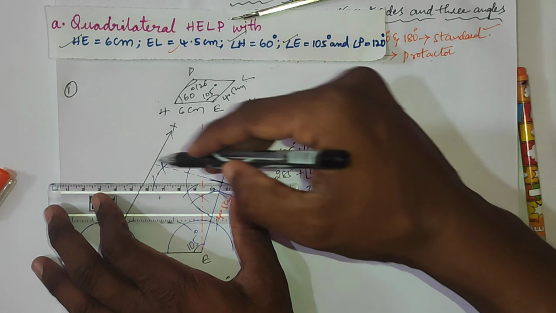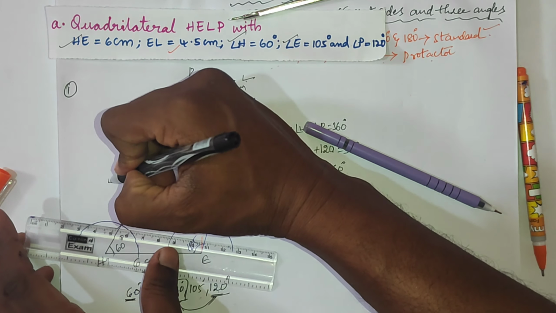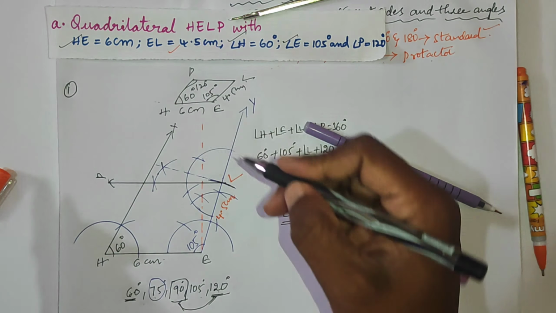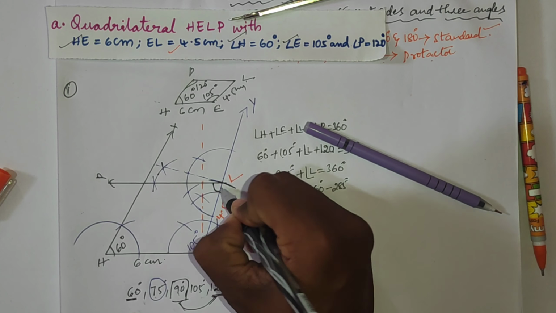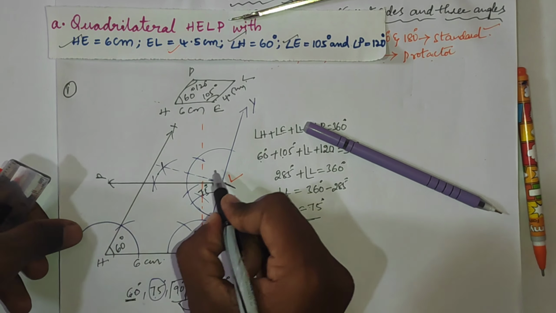Now this measure is how much? 75 degrees. So with L as the center, drawing a ray, suppose L to P, this measure is 75 degrees. We got the intersecting point. This is what?